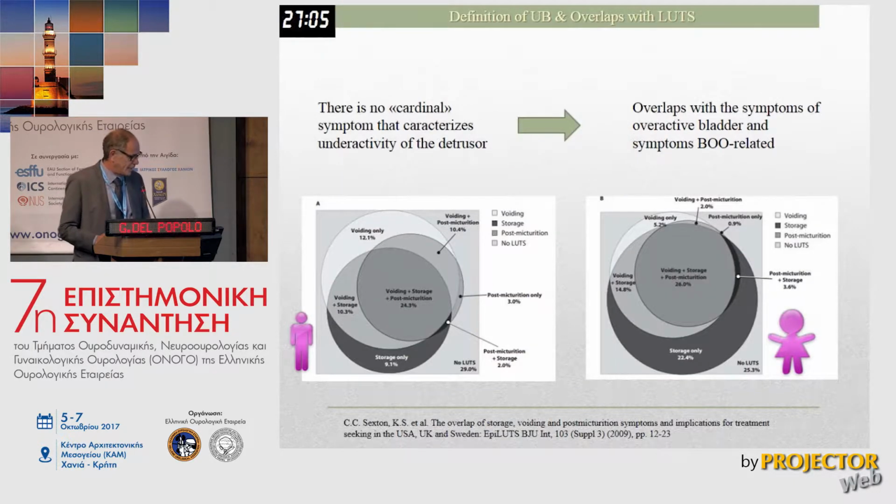But if you look at the clinical symptoms, there are no specific symptoms for underactive bladder, because there is an overlap with overactive bladder and also with bladder obstruction. And here you can see that only in 9% of men do we have only storage dysfunction, and only in 22% of women who have only storage problems.